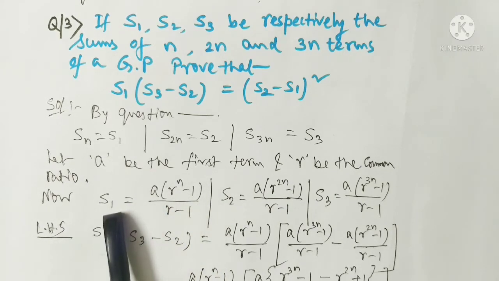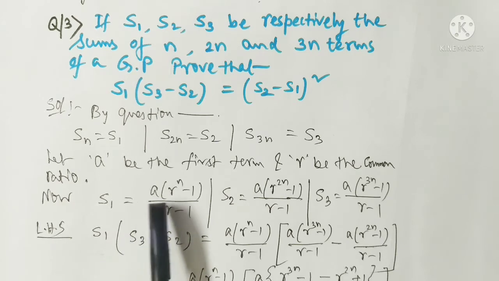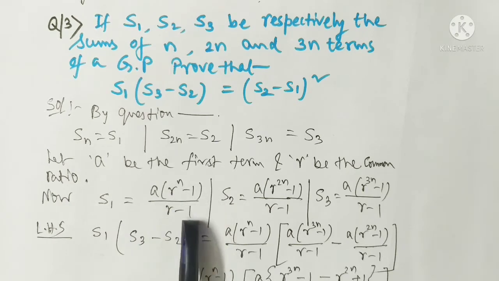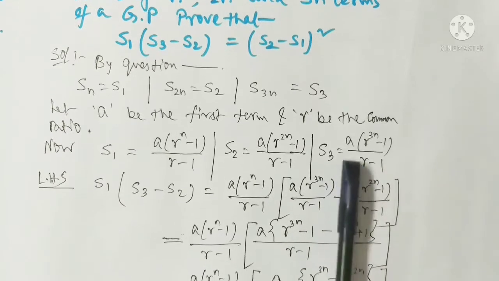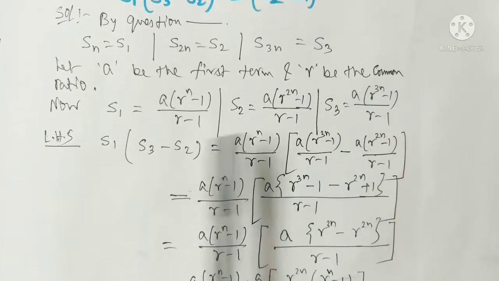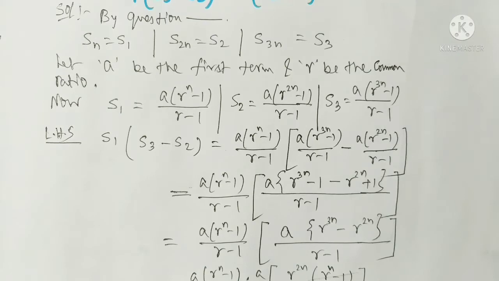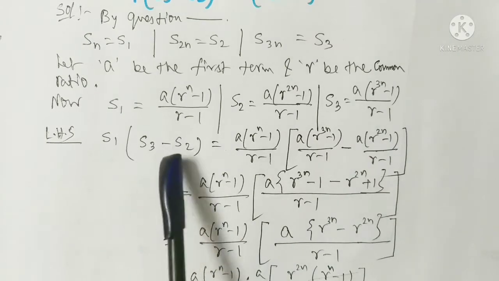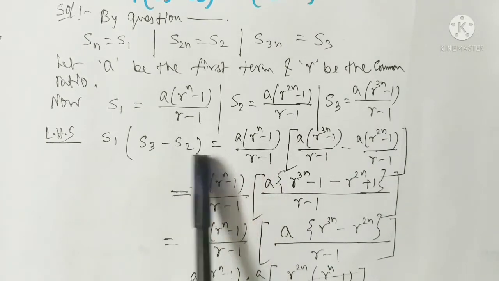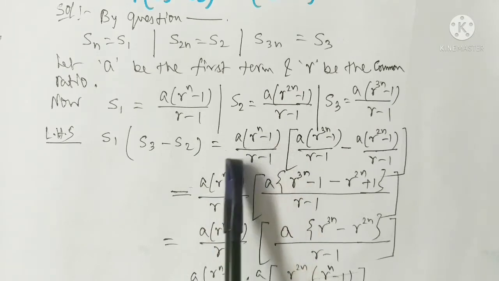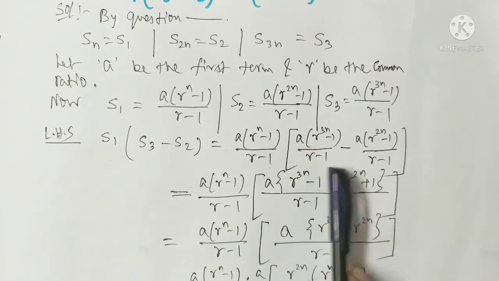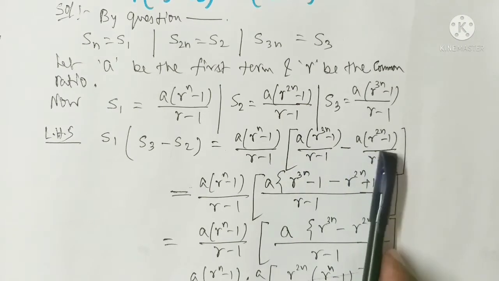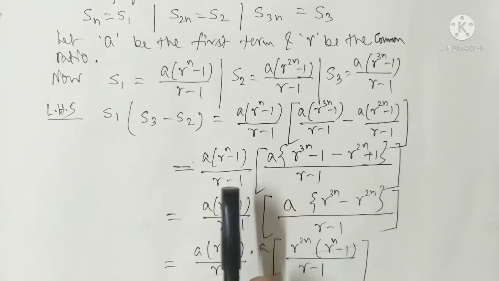Whenever we apply the sum formula, S1 equals A (r to the power n minus 1) by (r minus 1). S2 equals A (r to the power 2n minus 1) by (r minus 1). S3 equals A (r to the power 3n minus 1) by (r minus 1). Now we take the left hand side, S1 (S3 minus S2). S1 is A (r to the power n minus 1) by (r minus 1), S3 is A (r to the power 3n minus 1) by (r minus 1), and S2 is A (r to the power 2n minus 1) by (r minus 1).